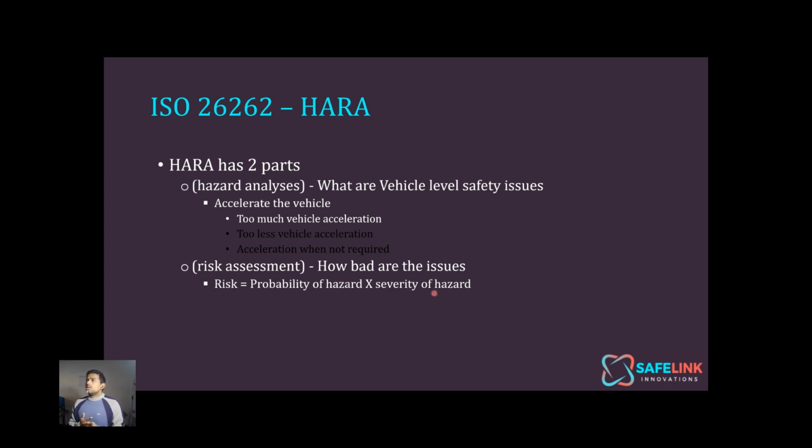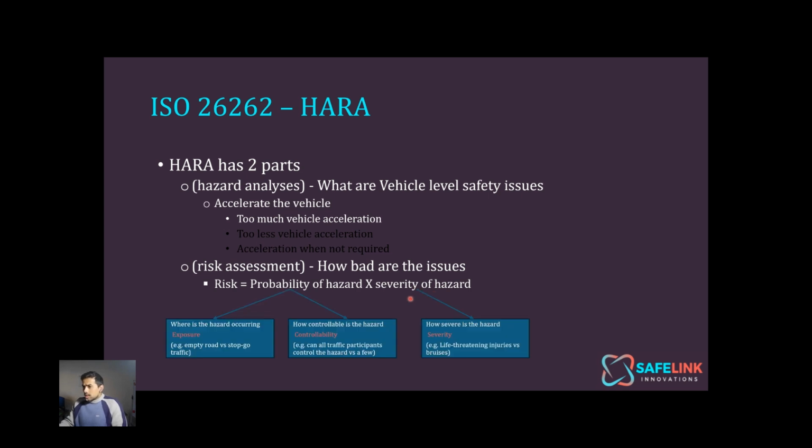Now, ISO 26262 has broken down this definition of risk to suit automotive development. How this is done is the following: probability of hazard is broken down into two parts. There is one part which talks about how often the hazard is occurring, also known as exposure, and how controllable is the hazard, known as controllability. Together, this is the probability of the hazard. And severity of the hazard is again described by a parameter called severity, which is how severe is the hazard.